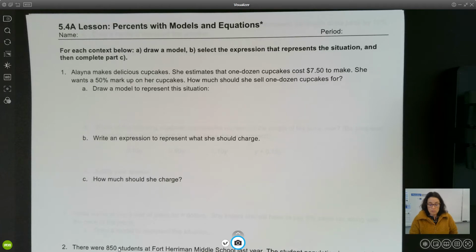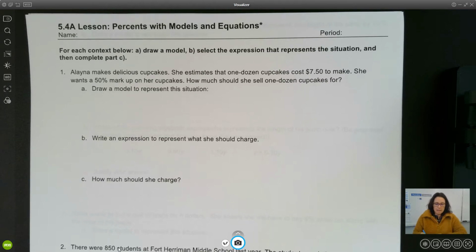Elena makes delicious cupcakes. She estimates that 1 dozen cupcakes cost $7.50 to make. She wants a 50% markup on her cupcakes. How much should she sell 1 dozen cupcakes for?